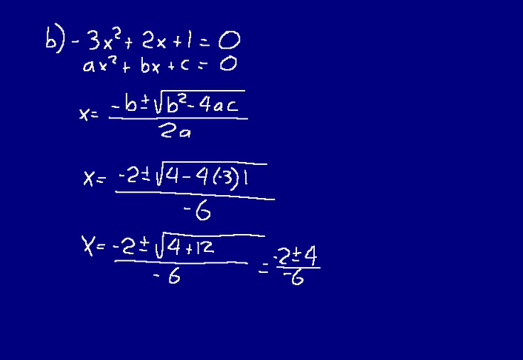Now, these aren't always going to simplify into two rational number fractions. Sometimes they'll have that square root you can't simplify anymore. Like if it was 4 plus 13, that would be a square root of 17. You wouldn't have been able to simplify that any further. But since it is all rational numbers here, let's go ahead and continue to simplify. And so we would say x is equal to negative 2 plus 4. That would be a 2 over negative 6, or negative 1/3. And then negative 2 minus 4, which would be a negative 6 over negative 6, which is a positive 1.